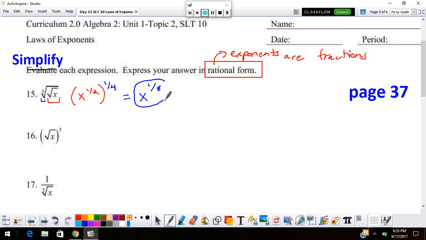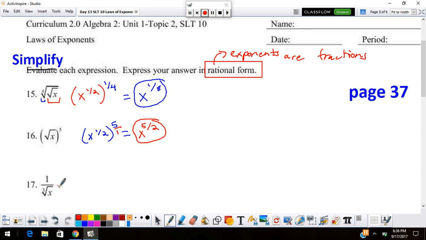Ta-da! Yay! Okay, we're going to rewrite number 16. The square root becomes x to the 1/2 power. And then we've got a 5 here. 1 times 5 is... 5. Okay, now be careful. This is like 5 over 1, guys. 2 times 1 is... 2. And I'm done. Hooray! Don't multiply everything by 5.